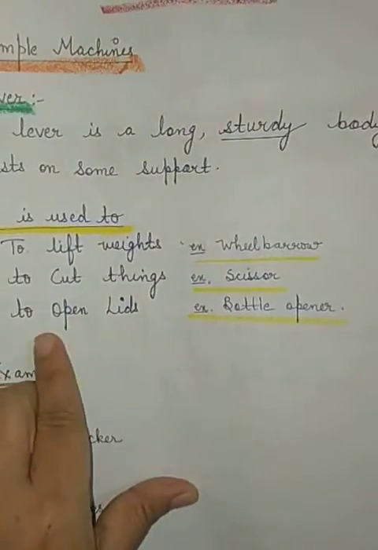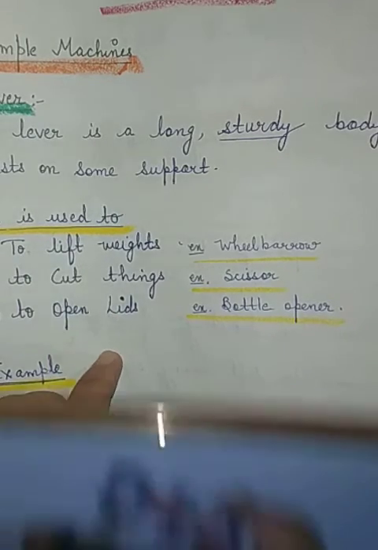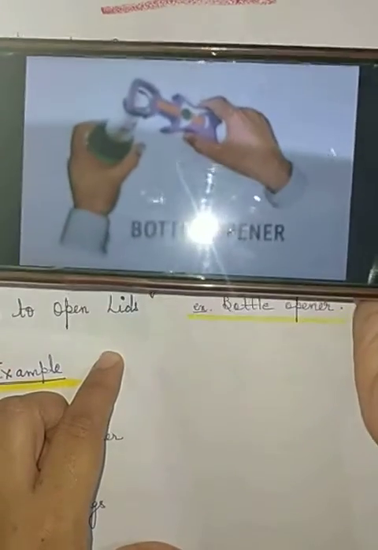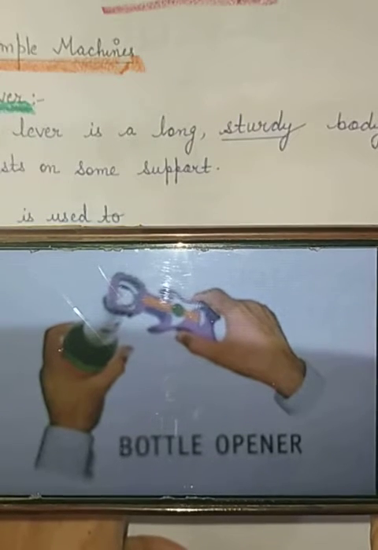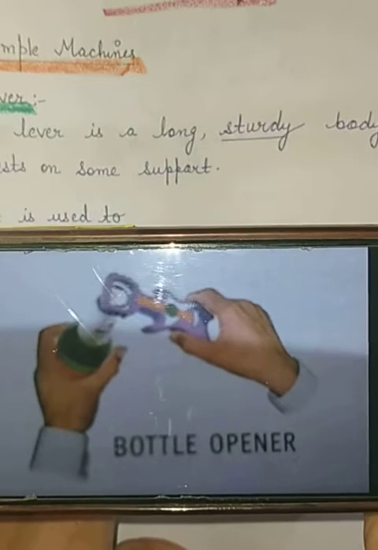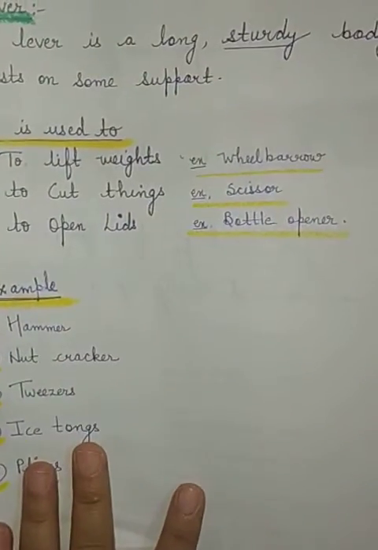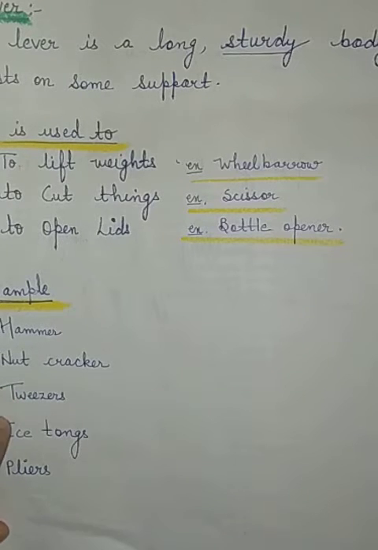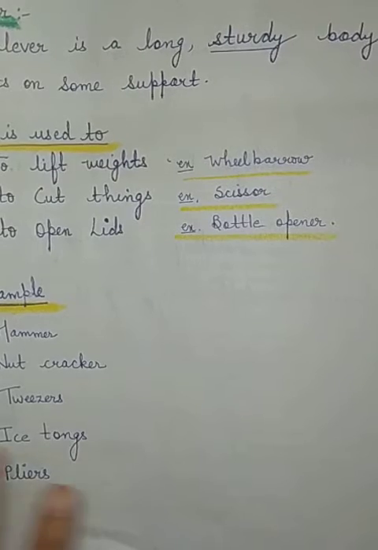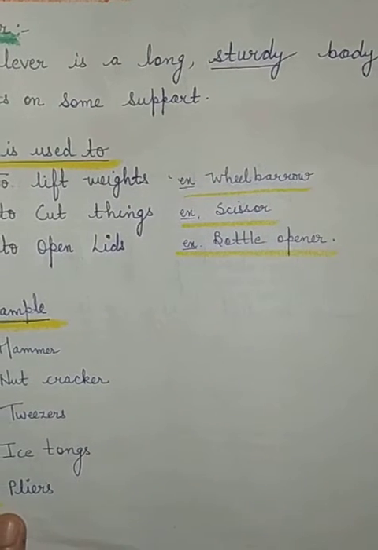Now third is to open lids, and to open lids what do we use? A bottle opener. So this is an example of a bottle opener, which is used to open the lids of bottles. Now, there are many other examples of levers written, like hammer, nutcracker, tweezers, ice tongs, pliers. These are all examples of levers. So a lever is one simple machine which makes our work easier.